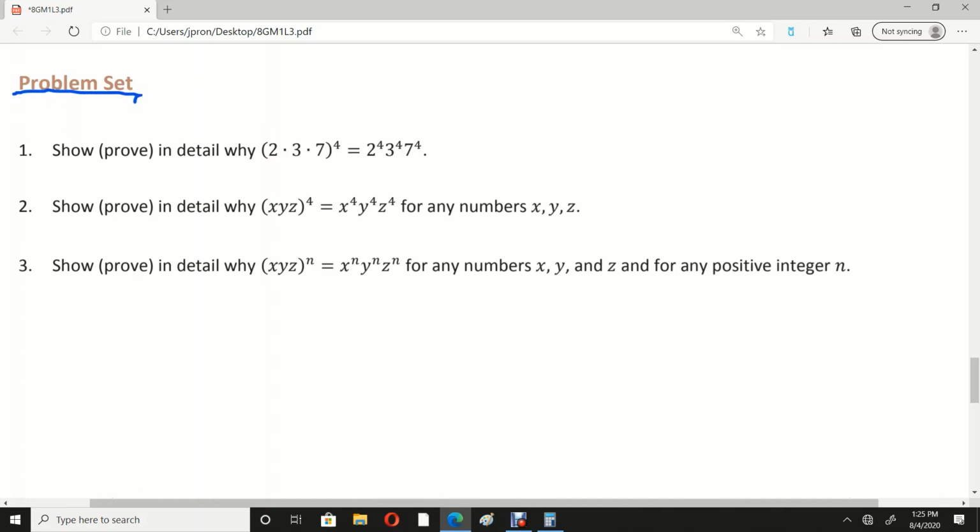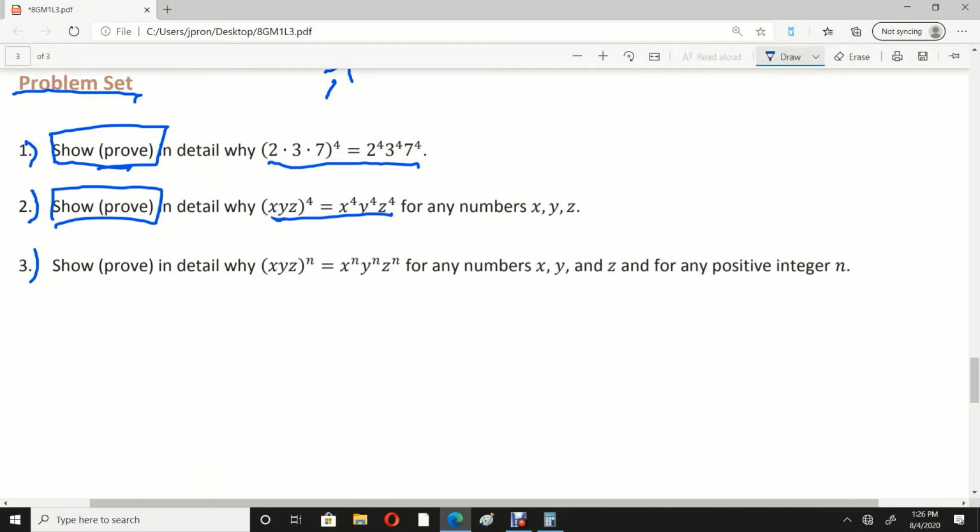Ladies and gentlemen, thank you for your attention. You can move down to the problem set, which you're going to get off kind of easy, okay? So they want you to show and prove why this is this. No, look at what we did. You can do it. Just show. Just show me. Just show, okay?